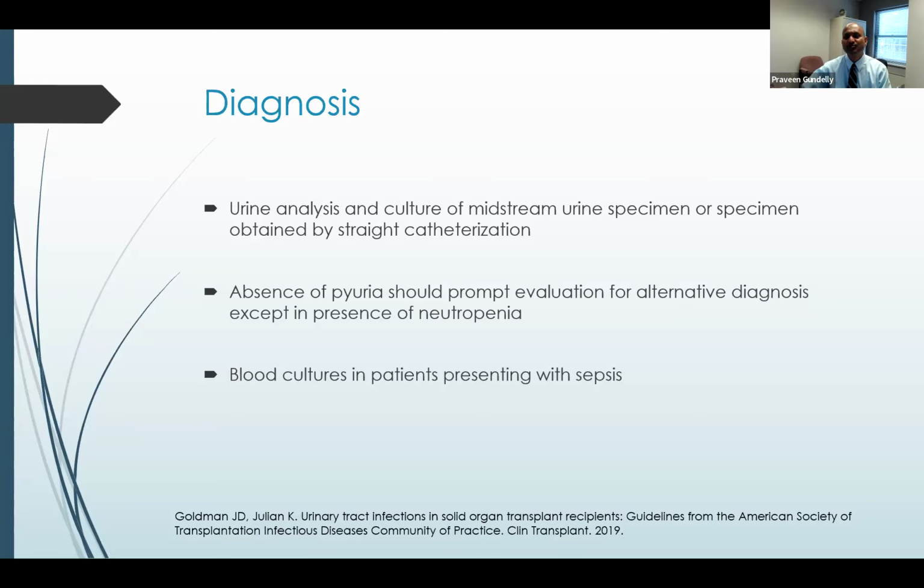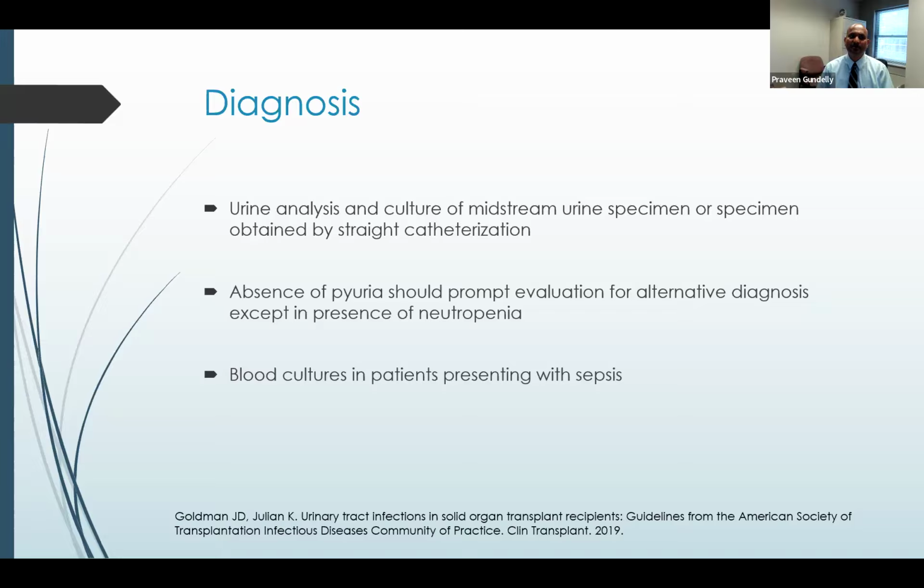So what about patients who don't have any pyuria? Does it eliminate the diagnosis of UTI? Yes, in majority of cases, if a patient has a white cell count of, let's say, like 5 to 10, then it's unlikely that the patient has UTI, except when a patient has neutropenia.